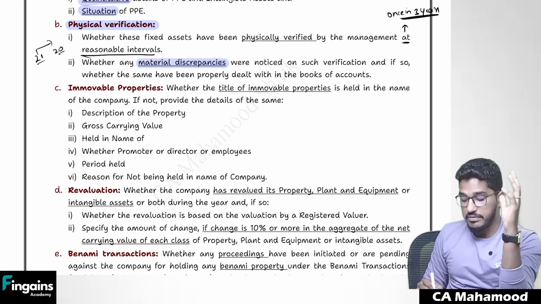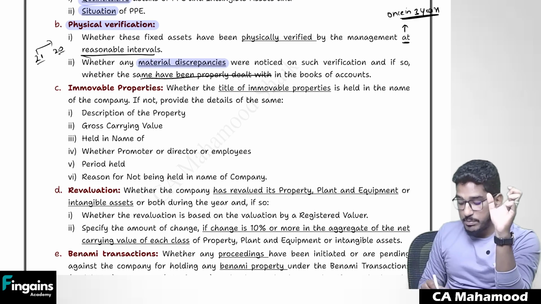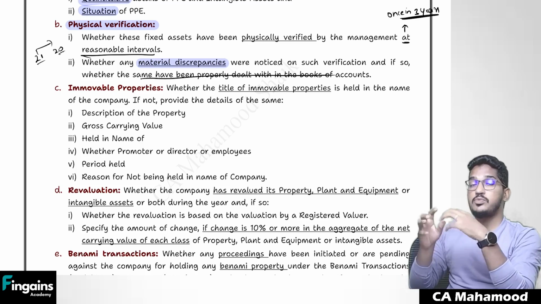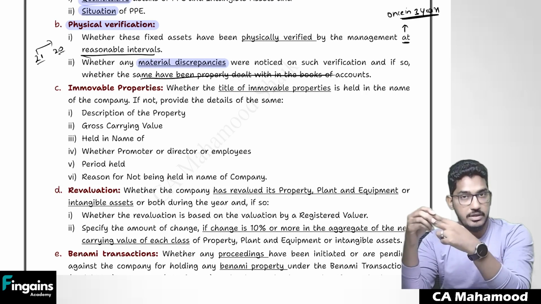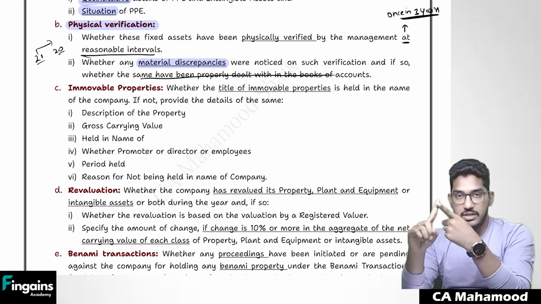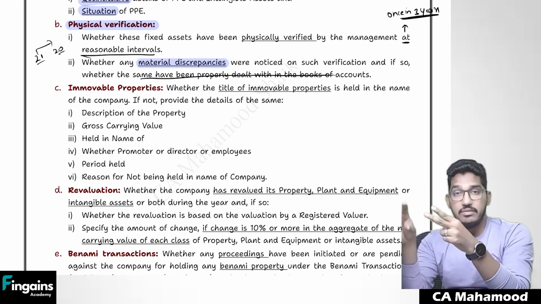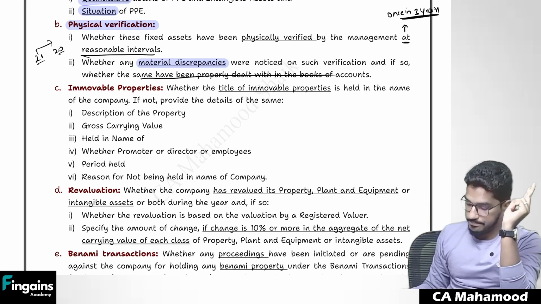On doing such physical verification, whether material discrepancies were noticed, and if so, whether they have been properly dealt with in the books of accounts. On finding those differences, whether management has properly adjusted them in the books of accounts or not, that also I need to give a comment. So 2 points we have seen. First one, regarding maintenance of proper records. Number 2, whether management did the physical verification at reasonable intervals, any discrepancies were found, and how they were adjusted.